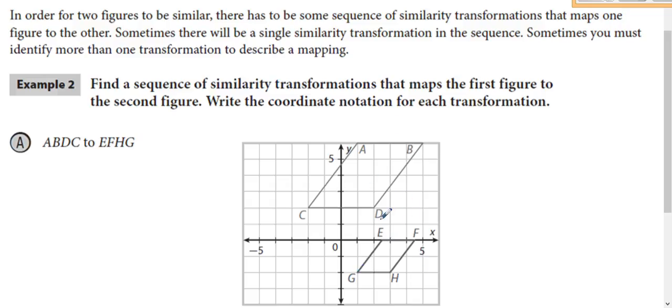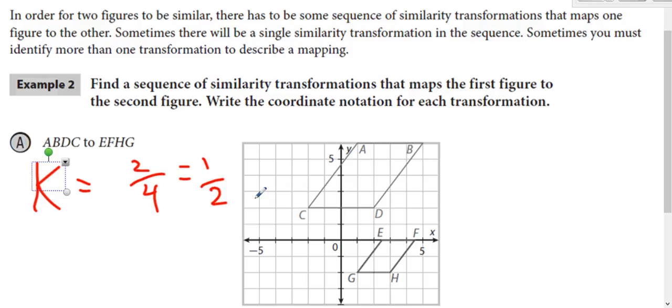we have to get it smaller. So we have to have a scale factor which takes a 4 down to a 2. So the scale factor, k, has to take a 4 and make it become a 2. So the image is a 2. The pre-image was a 4. That's 1/2. The scale factor is 1/2.